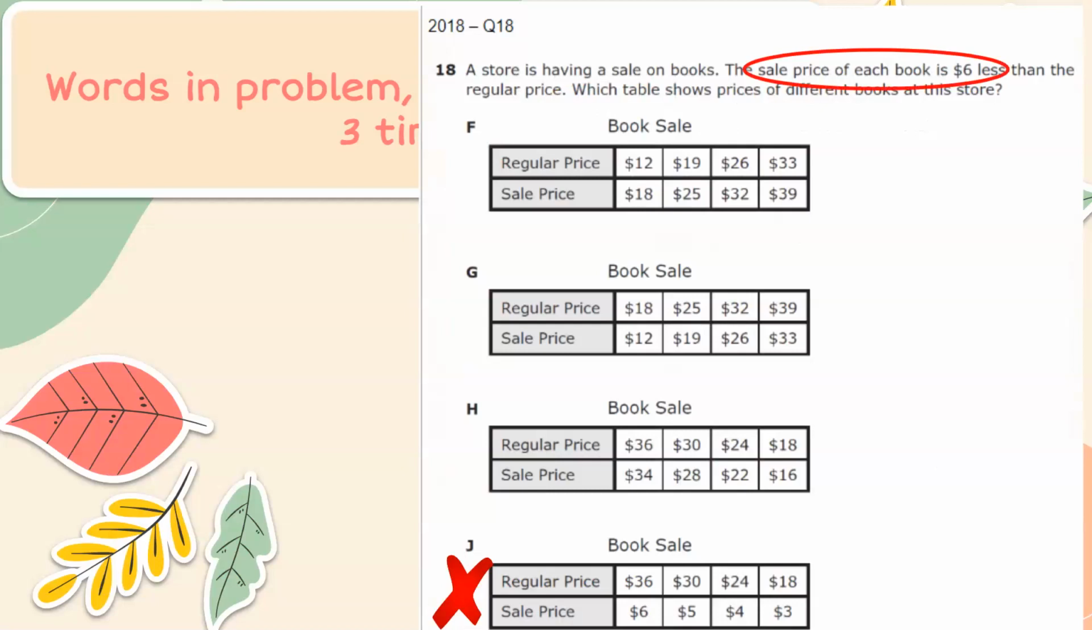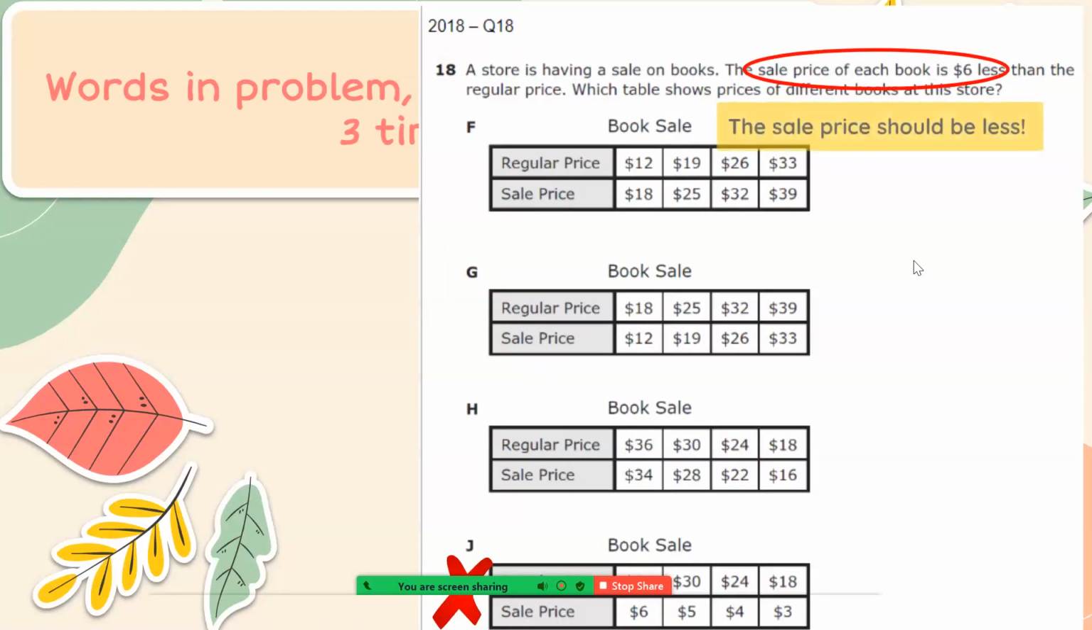$6 less. So let's look at this. Why would the sale price be more? That makes no sense. The sale price should be less, so we can automatically get rid of that. Look at this. Well, that's just $2 less, right?